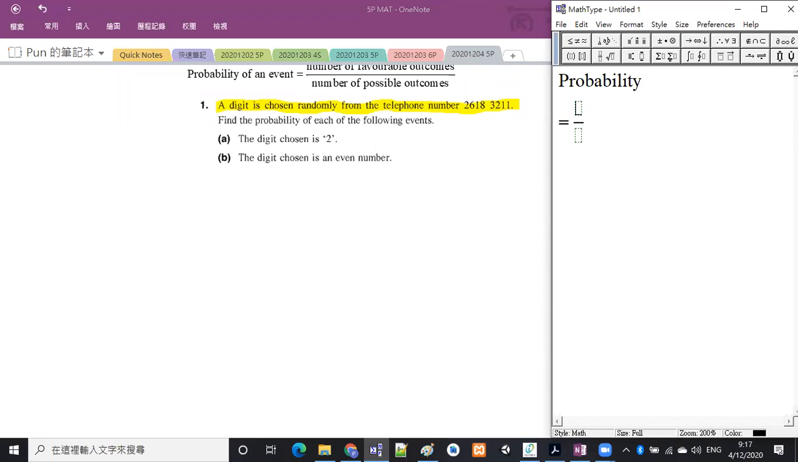Probability is equal to a number over a number. The number of possible outcomes. So how many possibilities are there?